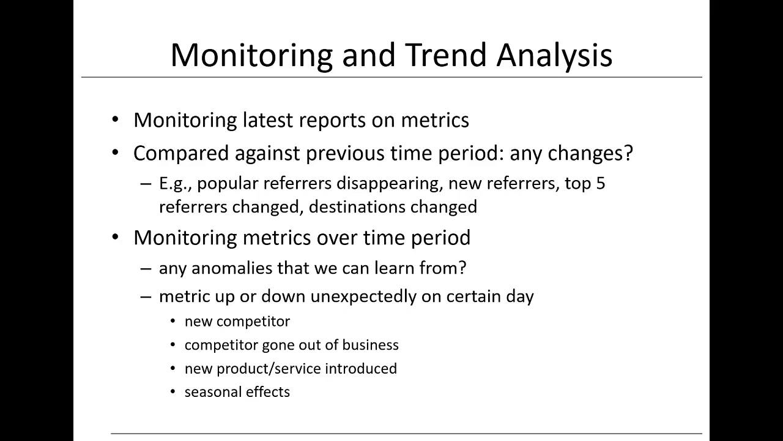Metrics should also be monitored over time periods. Do we spot any anomalies that we can learn from? Is a metric up or down unexpectedly on a certain day, and what happens that might explain this? A new competitor who entered your market, a competitor that went out of business, a new product or service introduced by yourself or a competitor, or maybe even just seasonal effects.